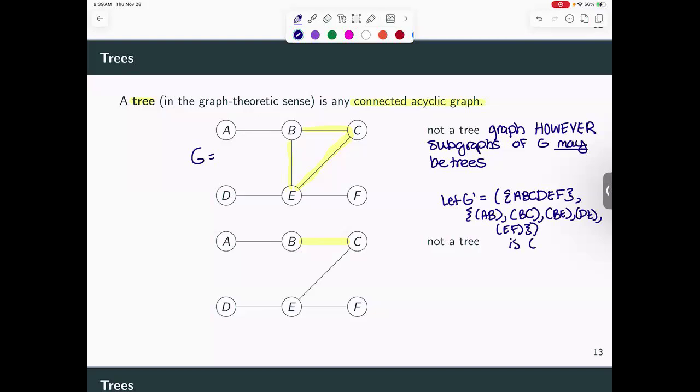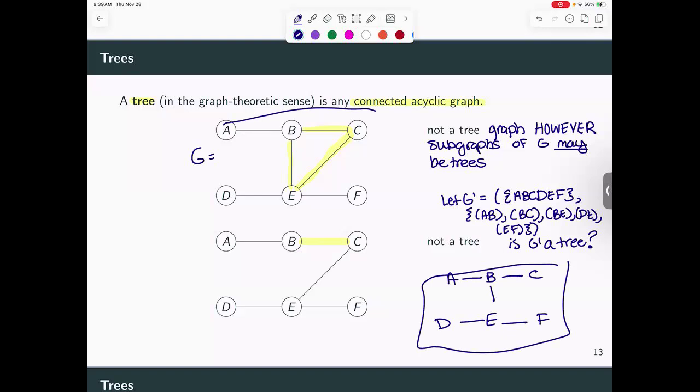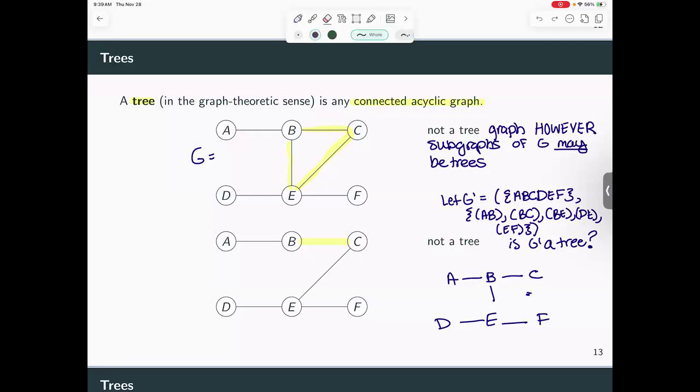And then I say, is G prime a tree? Well, let's draw out what G prime looks like. We have an edge connecting A and B, an edge connecting B and C, an edge connecting B and E, an edge connecting D and E, an edge connecting E and F. This is a subgraph of G, right? Because it's part of it. It's just not all of it. And what we can see is that this is acyclic. So this actually would be a tree.